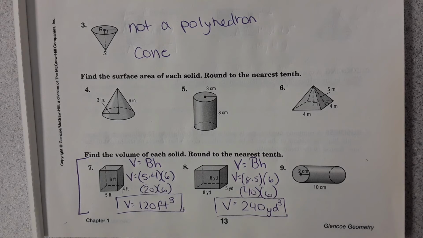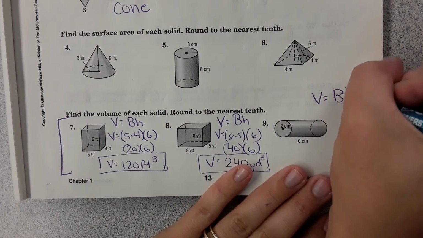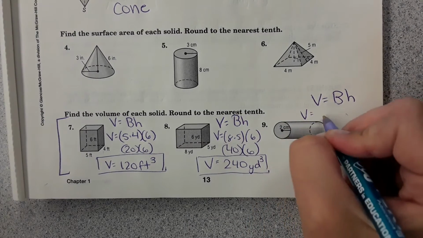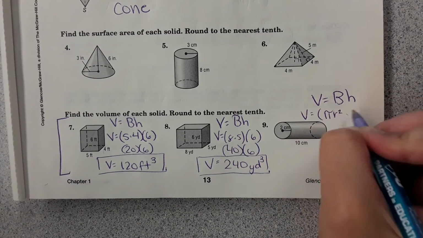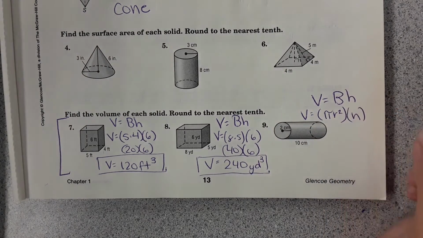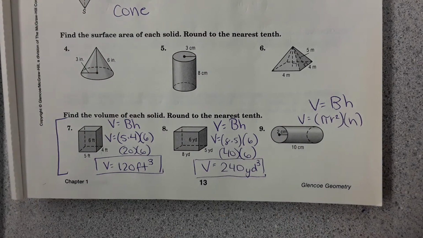Okay, the next one is a cylinder. For a cylinder, again, it's area of the base times the height. This time the base is a circle. The area of a circle is pi r squared, and then we're going to multiply that by the height of the cylinder. Even though the cylinder is sideways, this length right here is still the height.